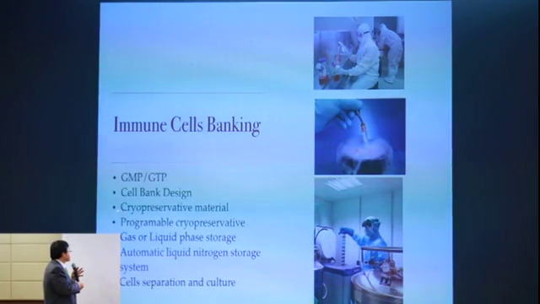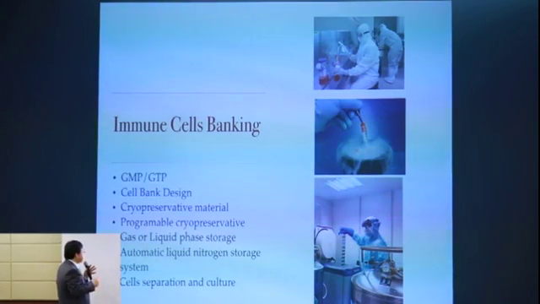So the cryopreservative material is very important, and you have to consider it carefully. And we have to choose how to store the cells. We have to think about whether to use gas or liquid phase storage. Most cell banking companies choose the gas phase, because liquid phase means we have to dip the cells into the liquid nitrogen. This will hurt the cells.